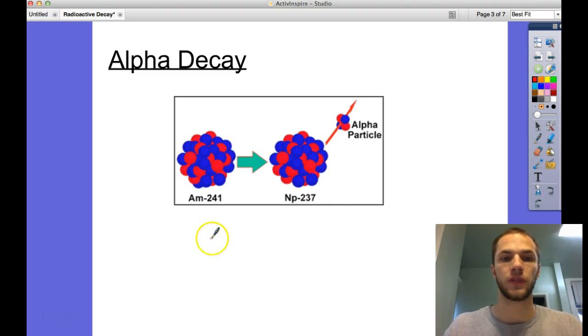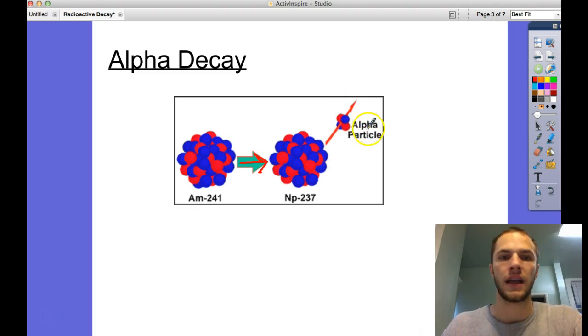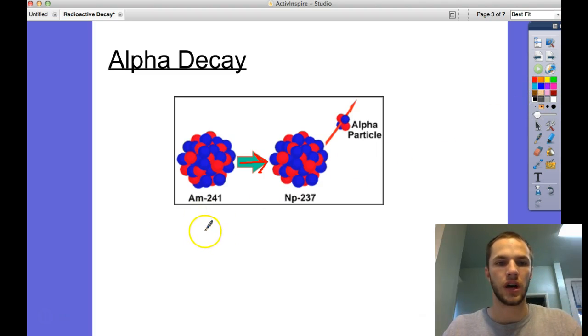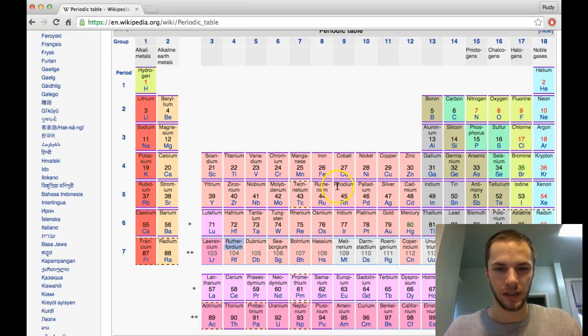Here's an example of an atom that undergoes alpha decay. It's Am-241, and we have an arrow here decaying into Np-237 and releasing an alpha particle. Each one of these blue and red spheres represents a nucleus. So let's first look up Am-241. If we look at the periodic table, Am is americium, which is down here, element 95.